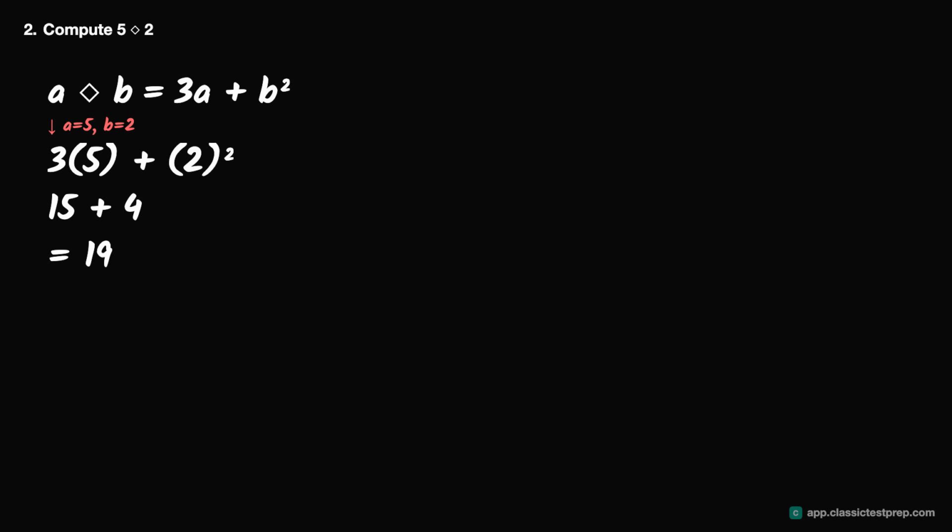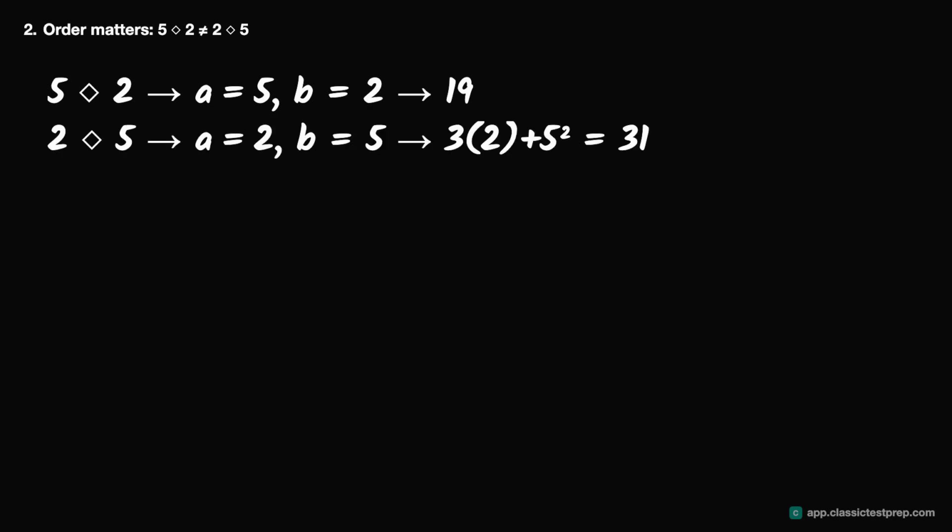It's super important that you plug in the correct numbers for the correct variables. So 5 must be plugged in for A and 2 must be plugged in for B. If you mix those up, you will get the question wrong.